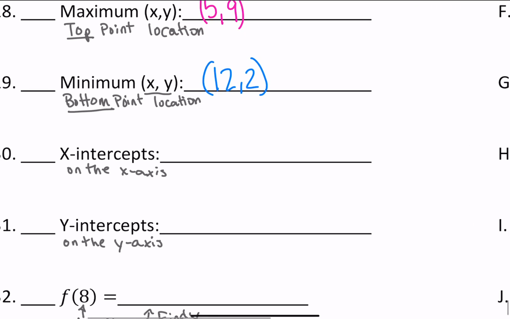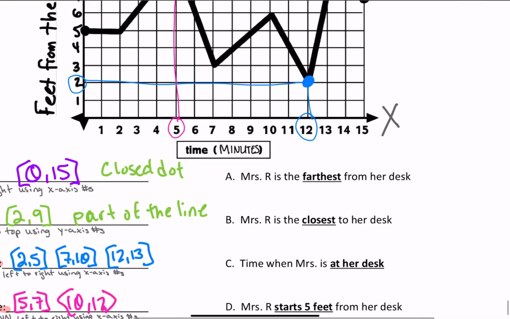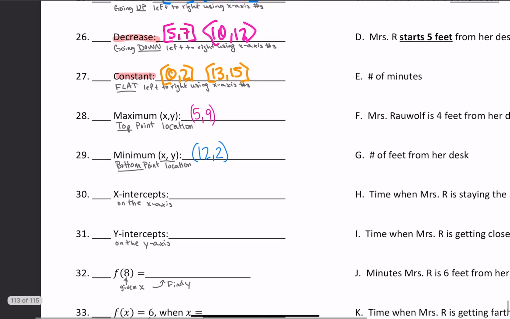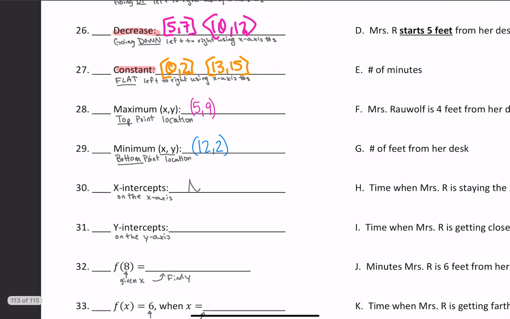All right, so x-intercepts are when the graph is on the x-axis. Okay, so let me erase my lines here. So remember, this is your x-axis. So we're looking for when our graph passes through. Well, see, my graph actually never gets to touching the x-axis at all, right? This is the lowest it gets, and that's not the x-axis. So our actual answer for x-intercepts is there's none.